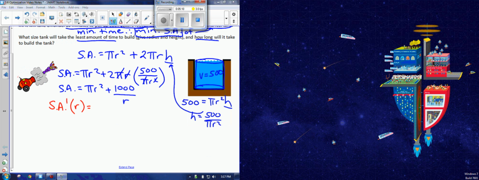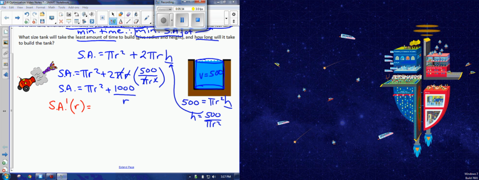Before I take the derivative though, I'm going to write my surface area prime with respect to r. So again, you're not taking the derivative with respect to time. This is not implicit, so this is where it becomes easier because you're just taking the derivative with respect to the radius. Because we want to know is, as the radius changes, what's the largest or the smallest, in this case the smallest, surface area.